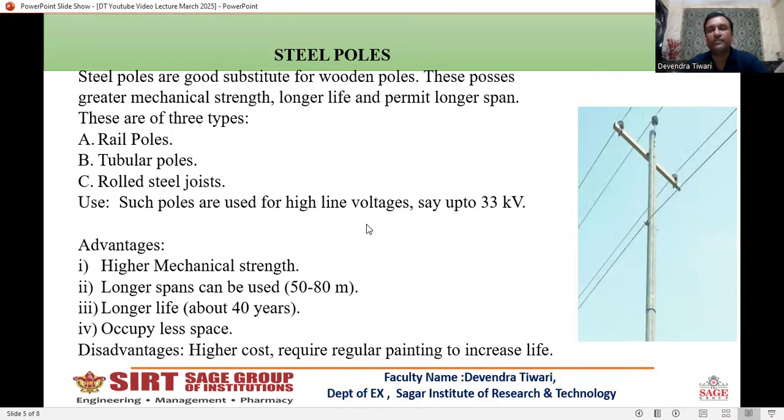Here the voltage level is increased up to 33 kV. Advantages: higher mechanical strength and longer spans, which means they can be used up to 80 meters. Longer life, about 40 years, and they occupy less space. Disadvantages: higher cost, and they require regular painting to increase life.